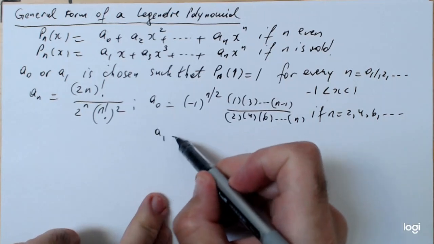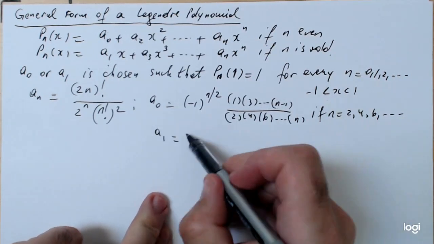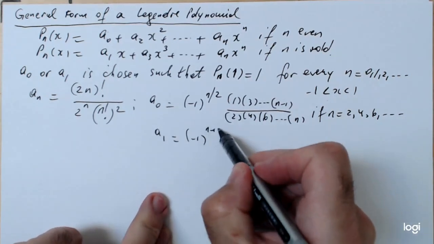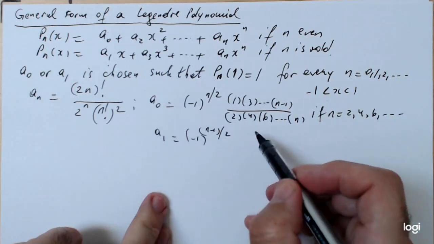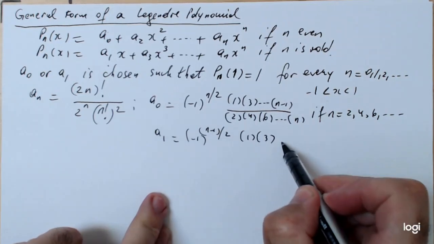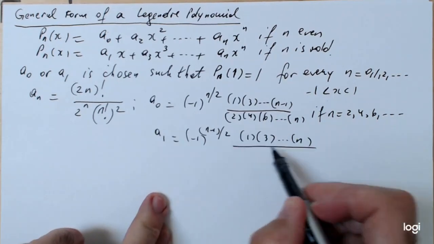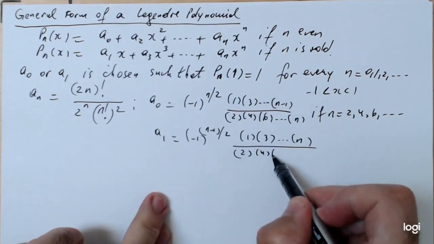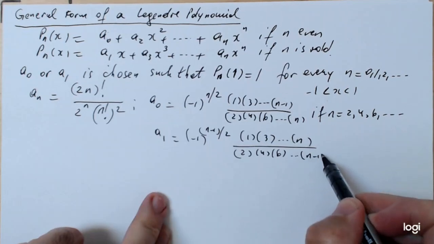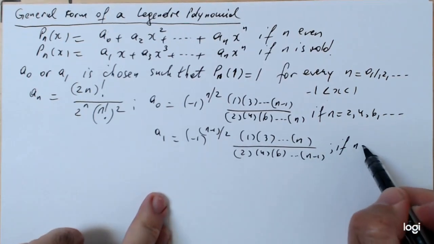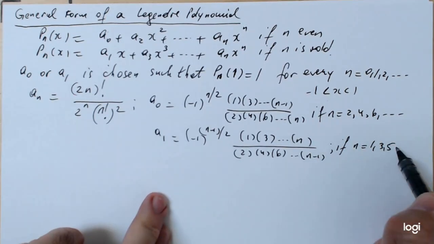And the starting value in the odd case is (-1)^((n-1)/2), and now on the top you have 1 times 2 times 3 up to n, divided by 2, 4, 6 up to n-1. That is if n is odd. So if n is 1, 3, 5, and so on.